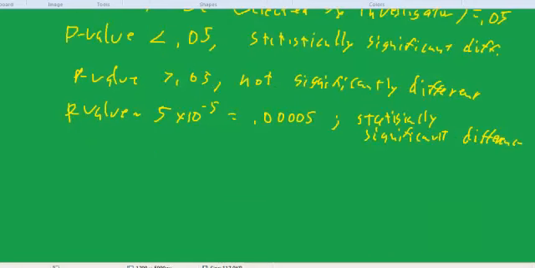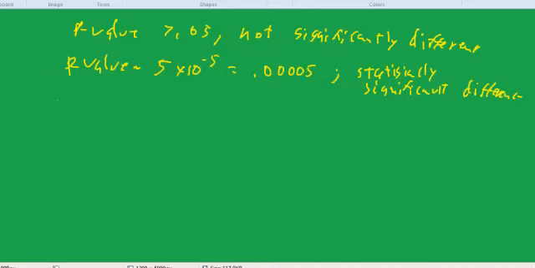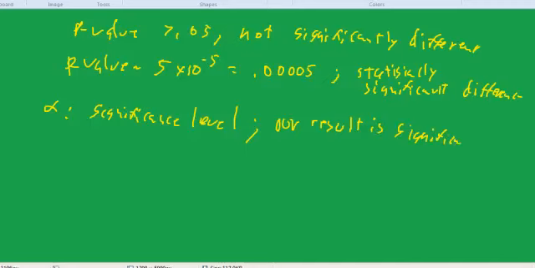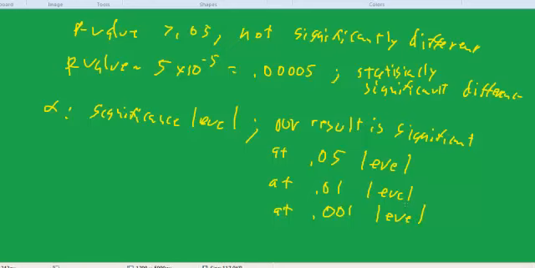Okay, so I think I mentioned, but if I haven't, that alpha is called the significance level. So we would say that our result is significant at the 0.05 level. In fact, we could say it's significant at a 0.01 level. In fact, we could say it's significant at a 0.001 level. Now remember, this is all made up data. I don't know what actually happens in the real world.